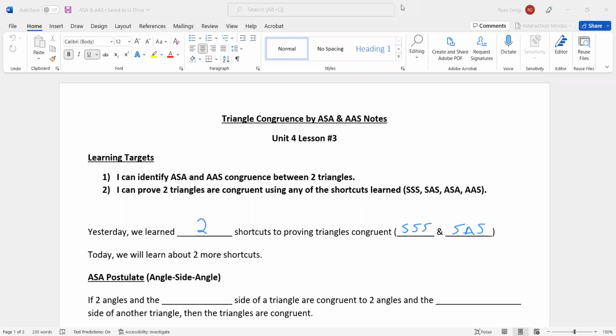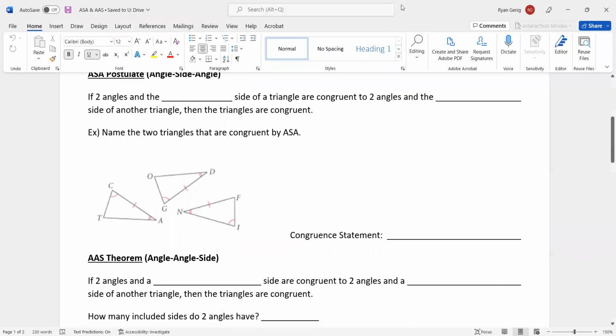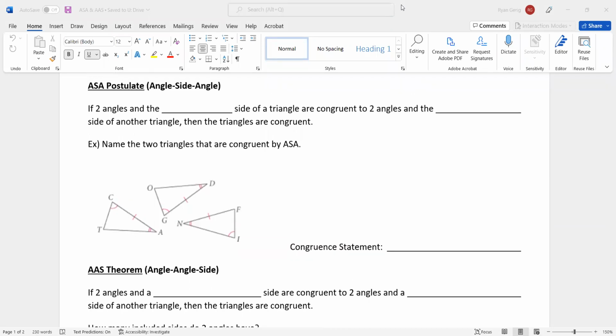Today, we're going to learn 2 more. I told you that at the end of the lesson that we were going to do that. So what's the first one for today? ASA. Probably guess what that stands for. It's written there if you didn't guess it.